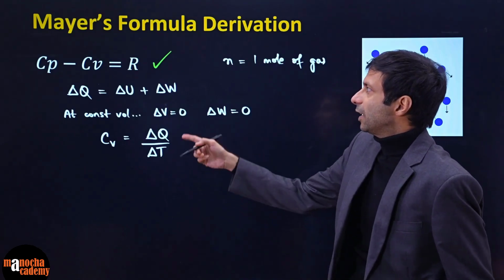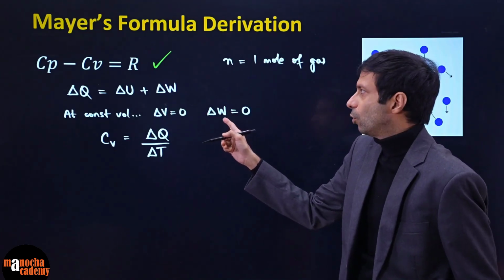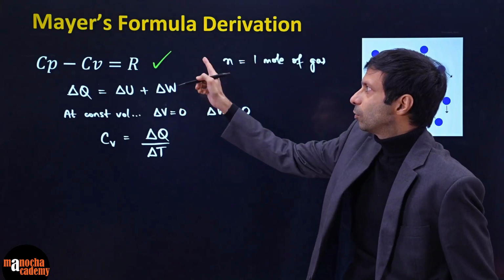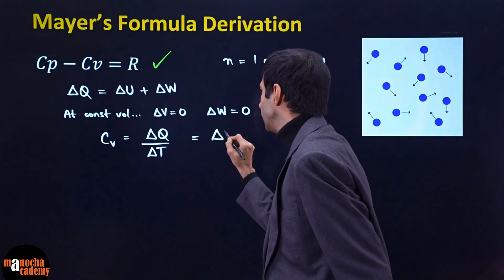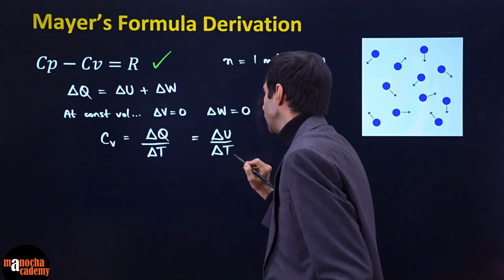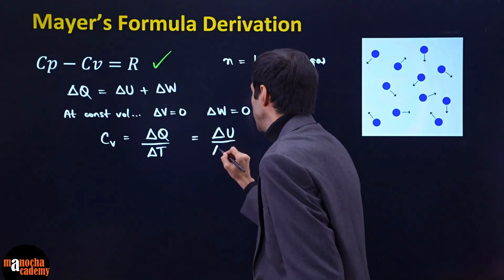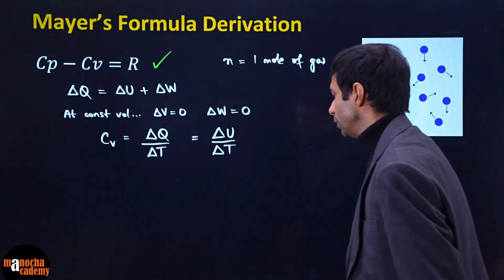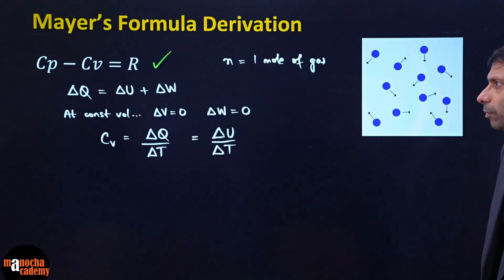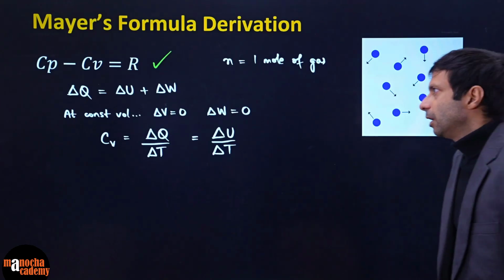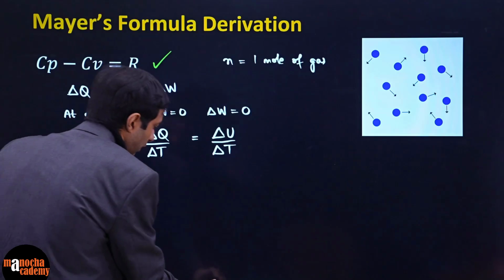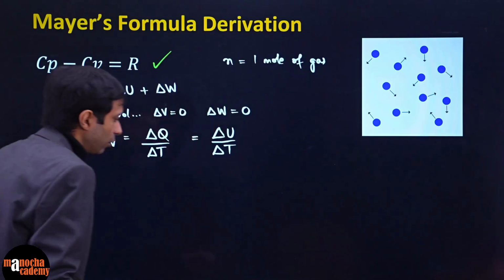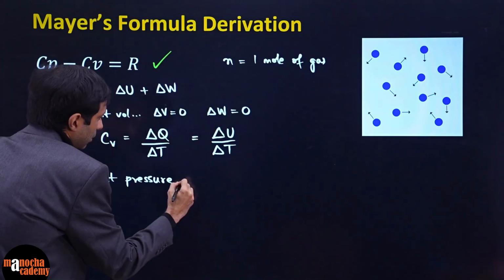Now, since at constant volume delta W is 0, can I say this term goes out? So can I say it is simply equal to delta U by delta T? Will you guys agree with me? Change in internal energy by change in temperature, happening at constant volume. Tell me, is this clear? Now let's look at the case of constant pressure. We have done constant volume, and now we are going to look at constant pressure.